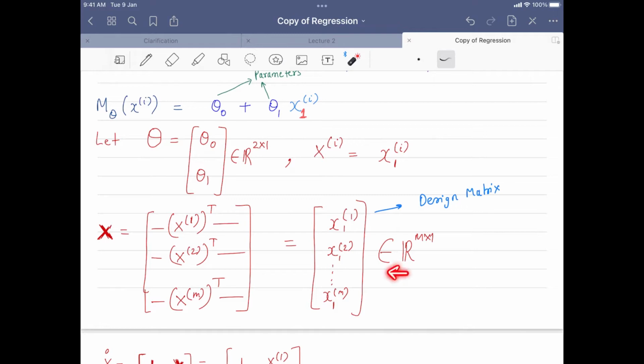You can see the dimensions of this matrix. It will be m cross 1. So it's a design matrix. We call this a design matrix. Any questions here related to this?